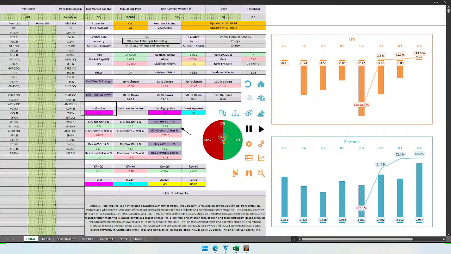DK fundamentals, they allow me to short because it is overvalued. I need either overvaluation or negative earnings growth. Here it's overvalued and I see earnings quality is also poor, and here funds are not buying. This is much weaker than the other energy stock I saw just now. So DK is a possible shorting candidate.